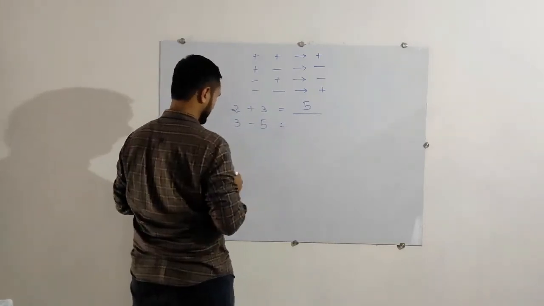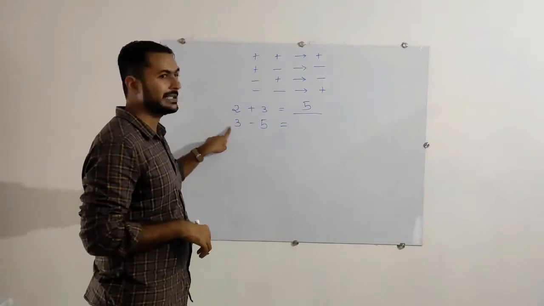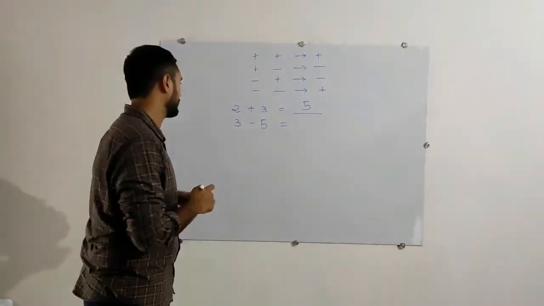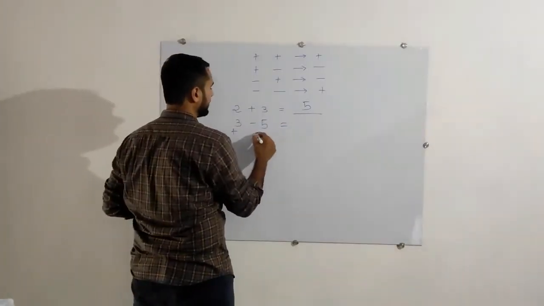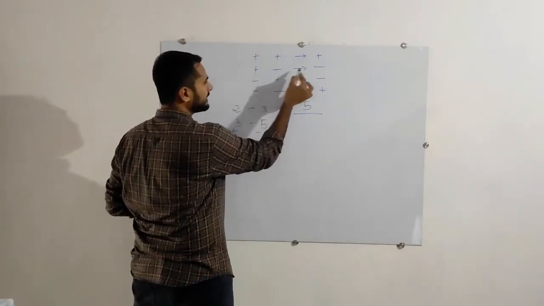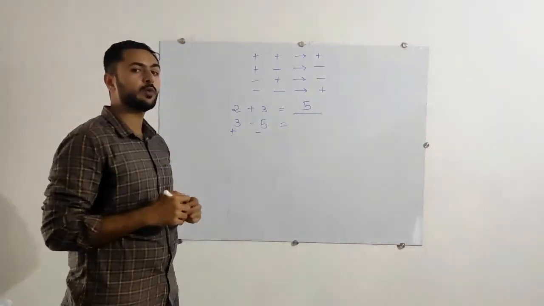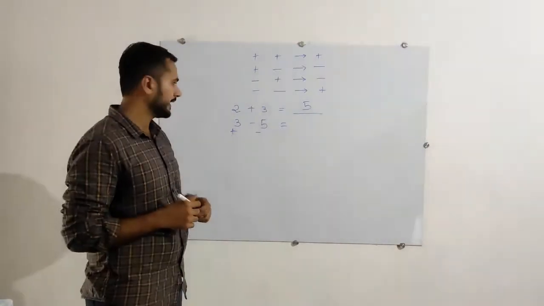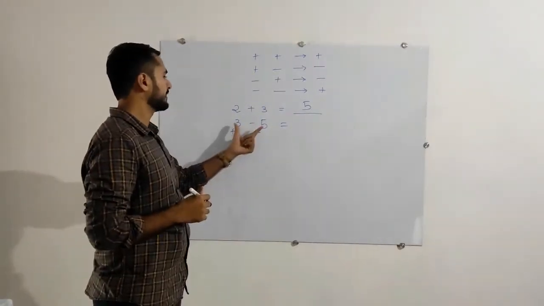3 minus 5. Okay. Now see which sign is here. For the 3, that is the plus. Here that is plus. And here that is minus. It means plus minus. See this. Plus minus is minus. It means what we will do? We will subtract it. It means 3 minus 5.